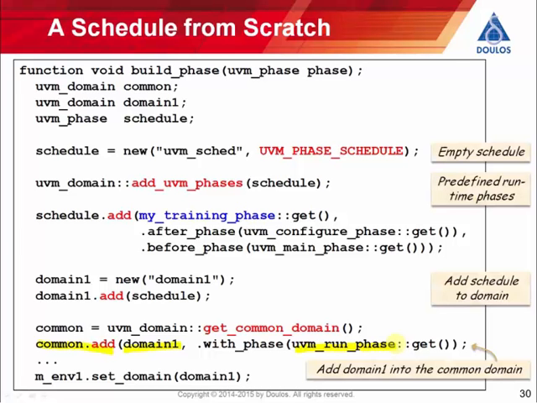So now everything's going to happen as we might expect. The pre-reset phase of our new schedule gets synchronized with the start of the UVM run phase, and the end of the post-shutdown phase of our new schedule is synchronized with the end of the run phase. Then finally, we're calling menv1.set_domain, domain1, so that sets the domain of a specific UVM environment to use our new domain.